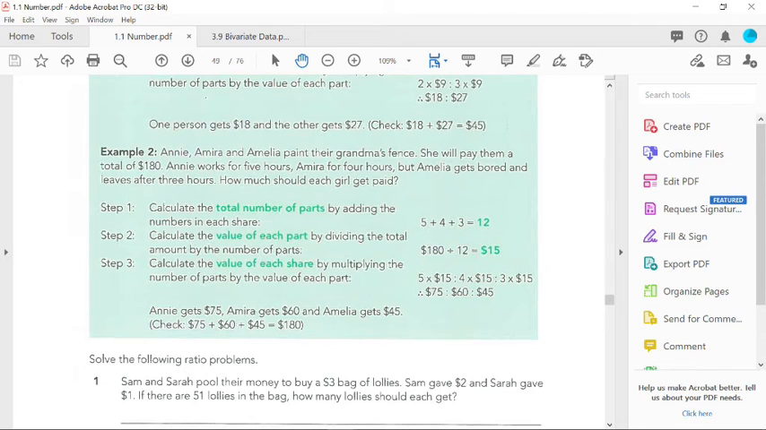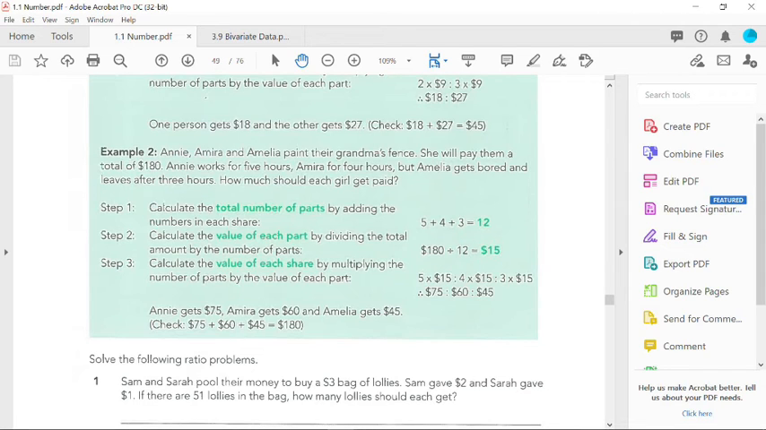Look at this one. Annie, Amira, and Amelia paint their grandmother's fence. She will pay them a total of $180. Annie works for 5 hours, Amira for 4 hours, but Amelia gets bored and leaves after 3 hours. How much should each one get paid? So just think about how much they worked. First one worked 5 hours, then 4 hours, then 3 hours, for a total of 12 hours of work. She was going to pay $180, so we divide that by the 12, which means $15 per hour.